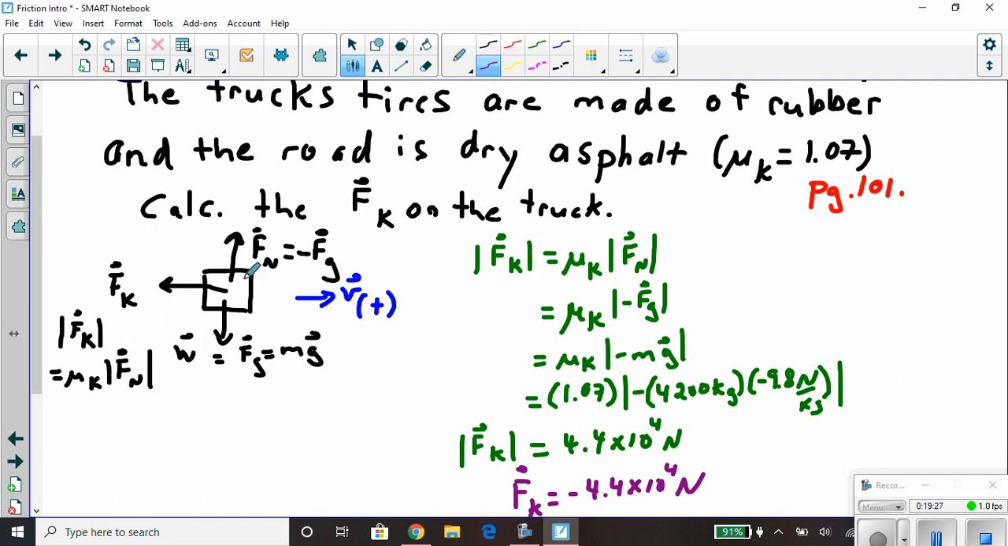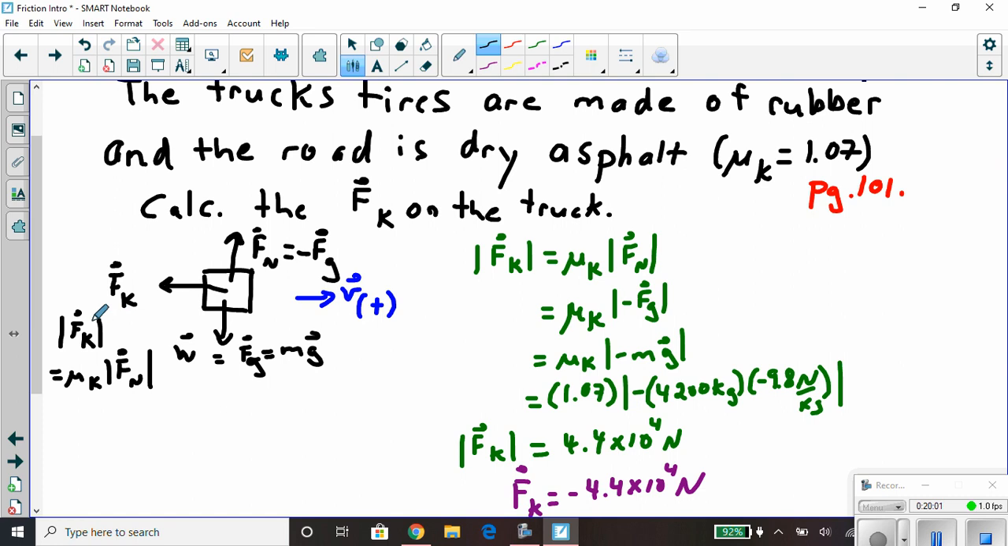So I'm going to draw the force of gravity on it, which is also known as weight. And as we remember, force of gravity is equal to the mass of the object times the gravitational field strength near the surface of the Earth, which is negative 9.8 newtons per kilogram. We're going to draw the normal force because the truck tires are on the asphalt, and the normal force, as always for us, is equal in magnitude but opposite in direction to the force of gravity. And then we're going to draw the force of kinetic friction, Fk.